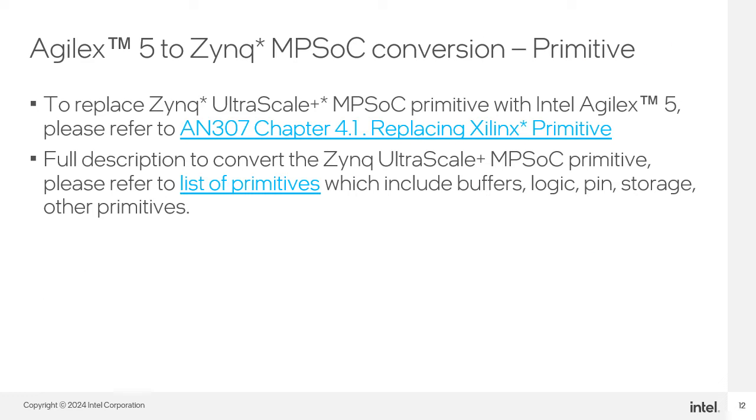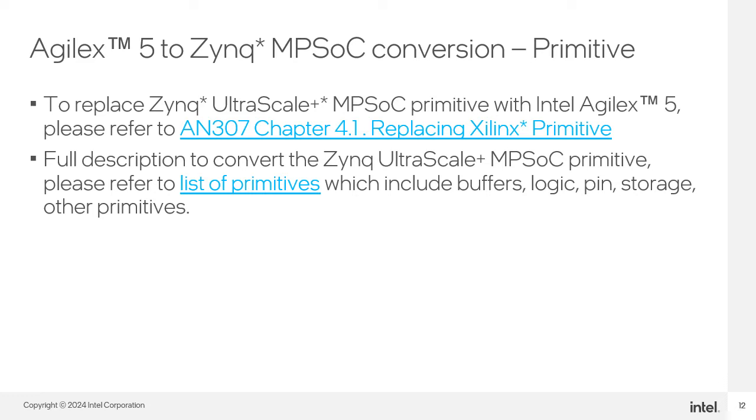Primitives are resources available inside of the FPGA that you can directly instantiate. When migrating a design, you must convert all Xilinx primitives that you have in your project to the Altera FPGA equivalents. You can either instantiate an equivalent FPGA primitive, create a functionally equivalent IP, or infer the resource in your HDL code.